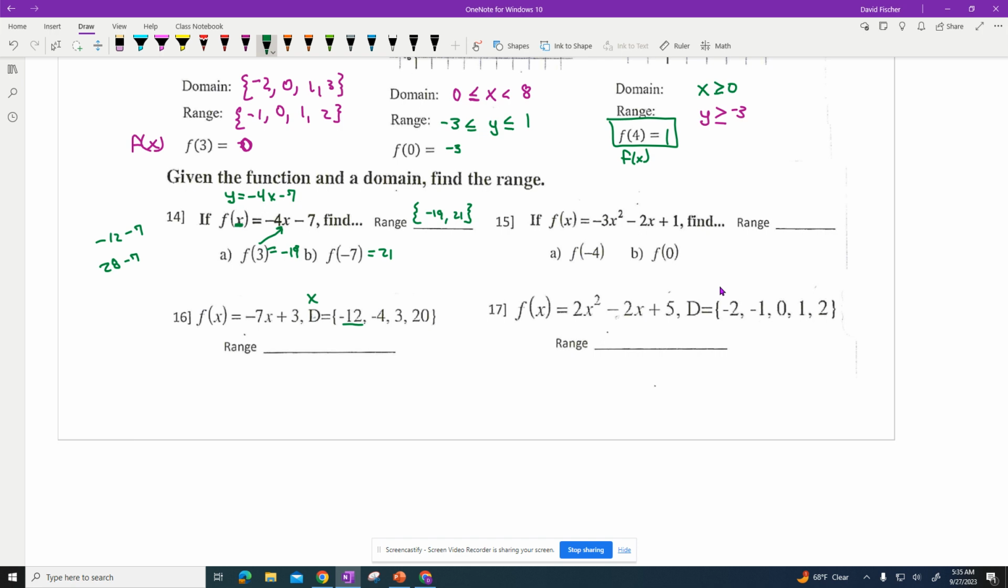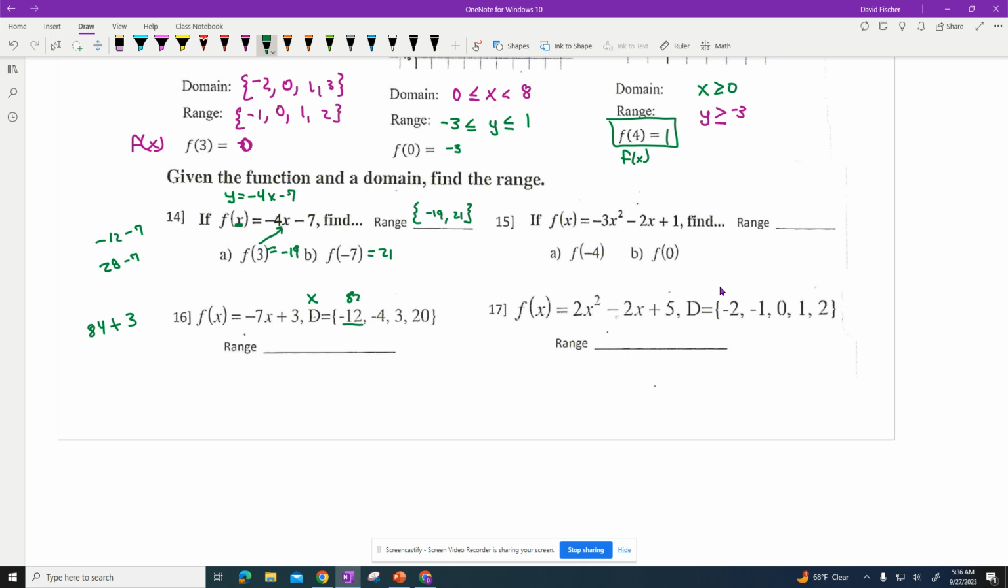I know a negative times a negative is a positive. So what I just need to know is what's 7 times 12. That's 84. So now I got 84 plus 3, which is 87. So I would recommend maybe writing your answers above this guy here because we're going to have to put them in order. So when I put in a -12, I got 87. And then I can do my range down here a whole lot easier, okay?